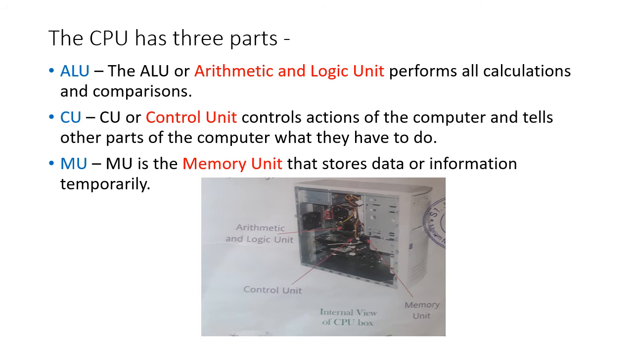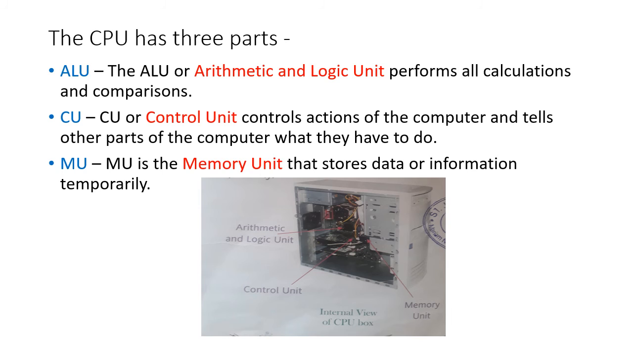Now the CPU has three parts. First one is the ALU, or arithmetic and logic unit. The full form of ALU is arithmetic and logic unit. It performs all calculations and comparisons. Whatever mathematical calculation is done by the computer is done in this unit, the arithmetic and logic unit.